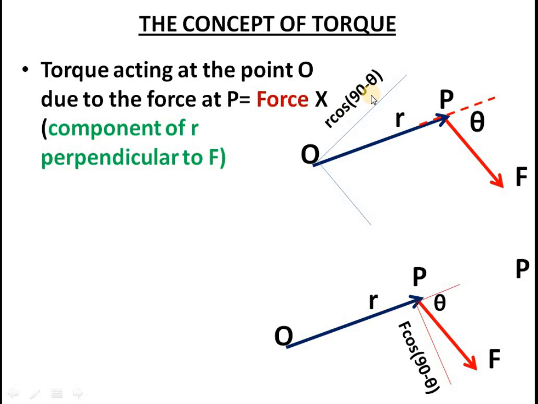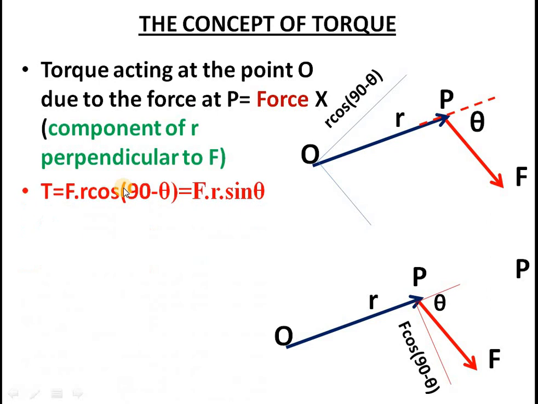R cos(90 - theta) and R cos theta. You get a 90-degree angle. This is theta. So R cos theta is this one, and R cos(90 - theta) is this one. You can see R cos(90 - theta) is exactly perpendicular to the force. So you can write force into the perpendicular component of R, the component of R perpendicular to F.